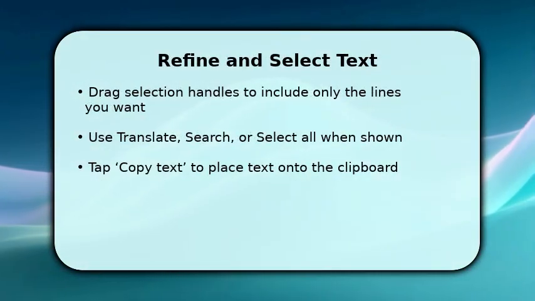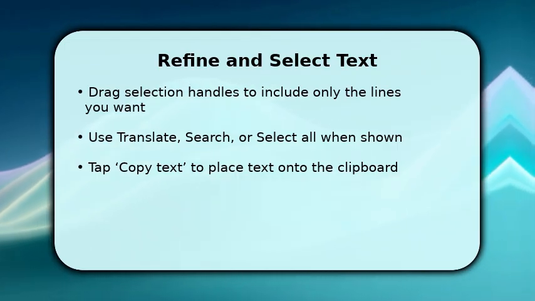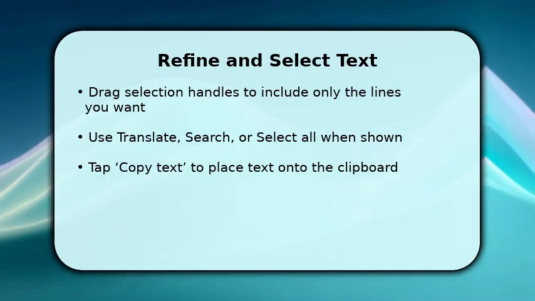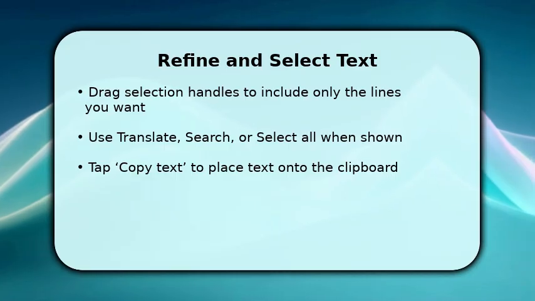Next, refine the selection so you copy only relevant lines. Drag the blue handles to expand or shrink the highlighted area. You can also tap words to select a specific phrase. If the text is skewed, use the crop or rotate options before selecting.